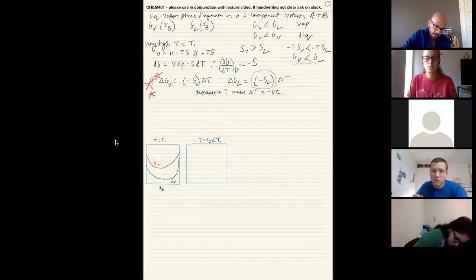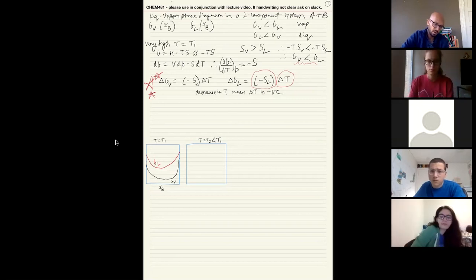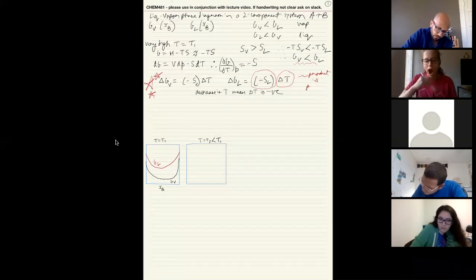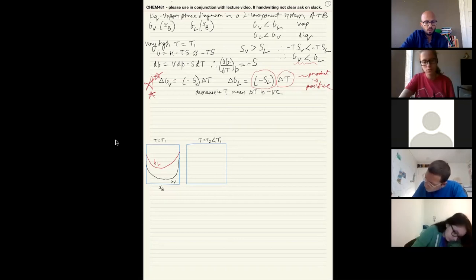So delta T, I didn't mean to erase it. Delta T is negative and entropy is always positive, right? So minus entropy is also negative. So the product of two negative things, their product, is positive. And this applies to both GL and to GV.